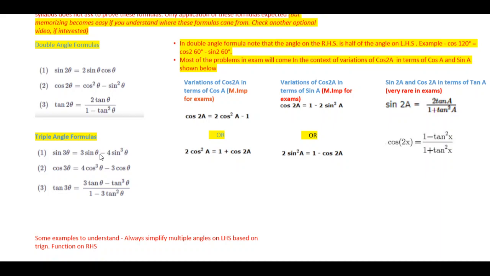99.999%, there will be hardly 1 or 2 problems that might come every other year on this, and that too they'll not be asking you to solve. They'll just give you straight away the equation. You have to just apply that. That's it. So the triple angle formula, just don't worry about that.